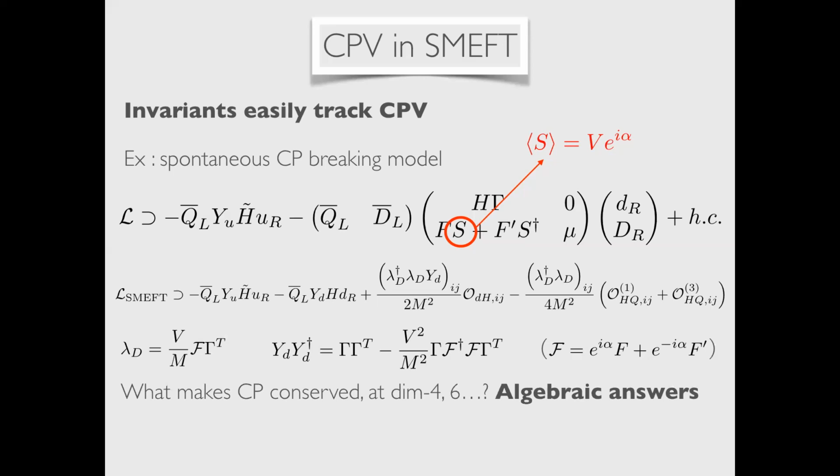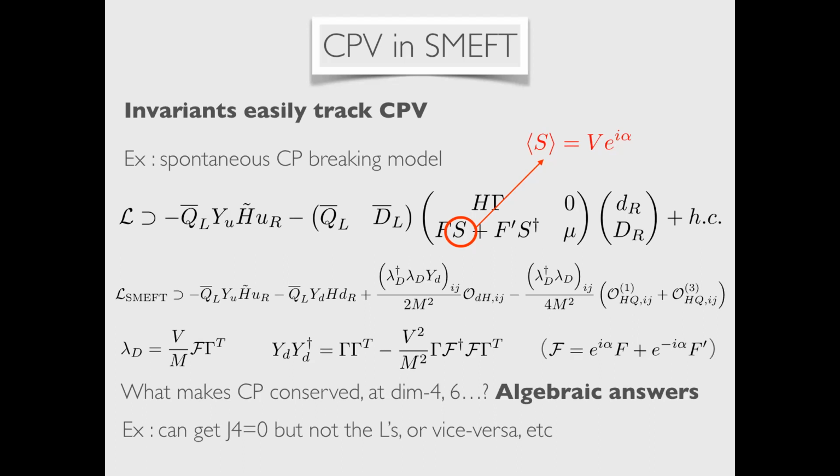If you ask the question, what makes CP conserved at dimension 4 or at dimension 6 in this model, which parts of the parameter space preserve CP if I just truncate at the level of the SM, and which violate CP if I also include dimension 6, this check can be performed algebraically and really in one line when you use invariants. For instance, you can find parameter points where J4 is 0, but not these invariants at dimension 6, or vice versa.